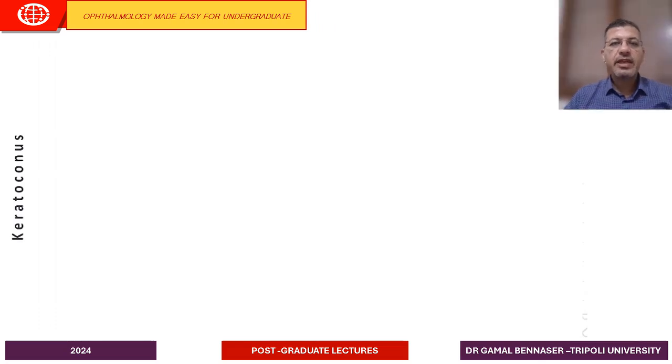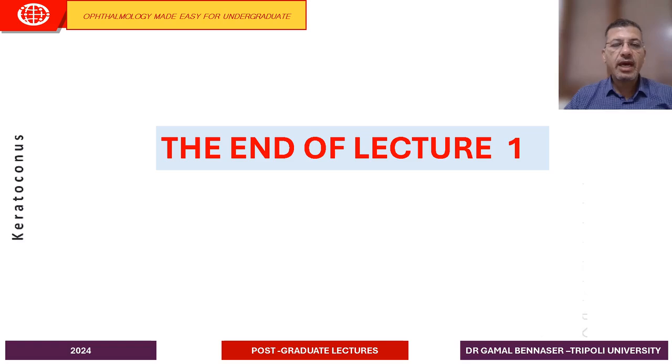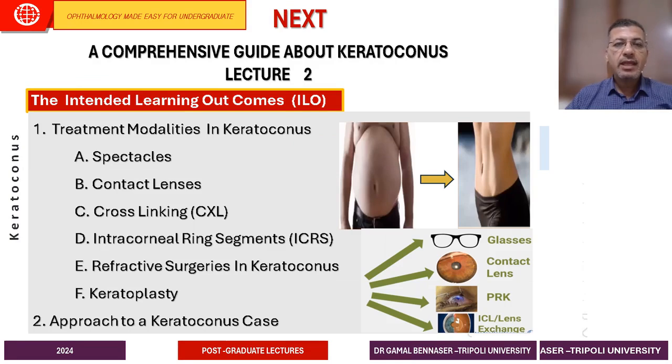By now, we have finished the first section of the comprehensive guide to keratoconus. I hope that you have benefited from the information mentioned in this lecture. I would like to thank you for your patience, and I also thank all the people who helped me arrange this material. I remind you that in the next portion, we will speak in more detail about the treatment modalities in keratoconus, ranging from spectacles, objective refraction and contact lenses, to cross-linking, intracorneal rings, and refractive surgery in keratoconus. And the last is keratoplasty and how we approach a case of keratoconus.